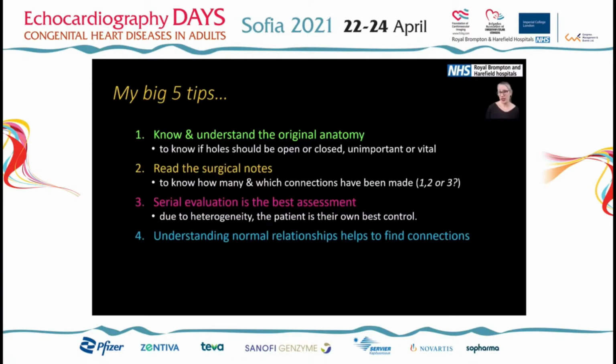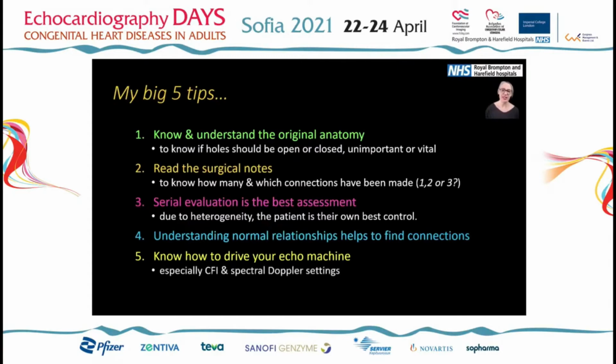Understand normal relationships to know how to find the connection. So know where to find pulmonary artery branches, know where to find the right atrial appendage on a transthoracic view. And last but not least, definitely know how to drive your echo machine. This venous flow is low and slow. You will have to work to find that; your regular settings that you use in adult cardiology won't help you to find this flow on a Fontan patient. It's pretty tricky, but you can do it with a little bit of help and a little bit of experience and exposure to these kinds of patients.